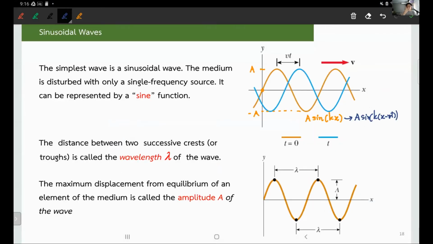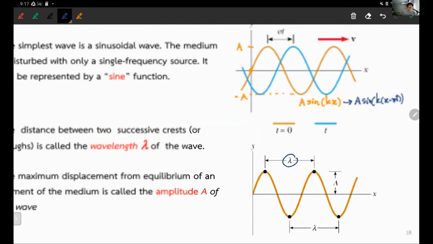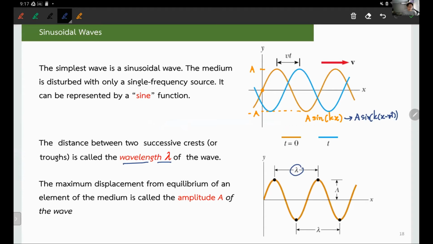Now I can give you some terminology, so you can speak the language of waves very easily. First, if you measure the distance between two adjacent points that look alike, for example, peak to peak, or bottom to bottom, that distance we call the wavelength. We use lambda for that. And the A that I mentioned is the height, the highest point that the element can travel up and down.